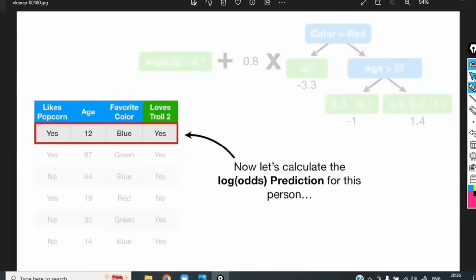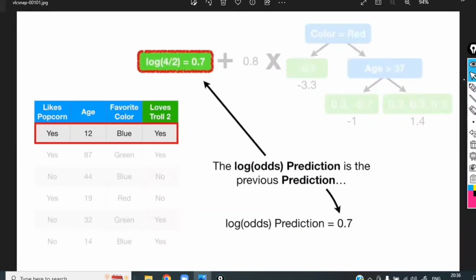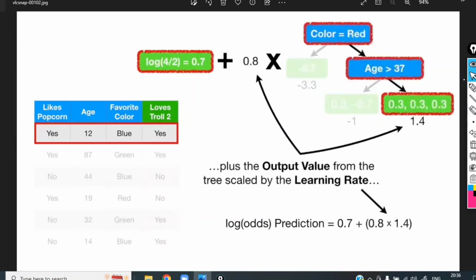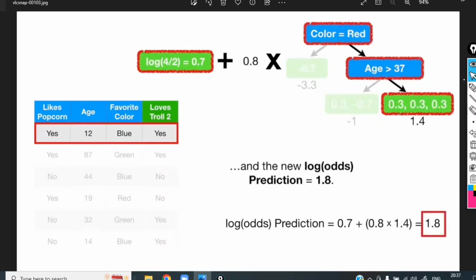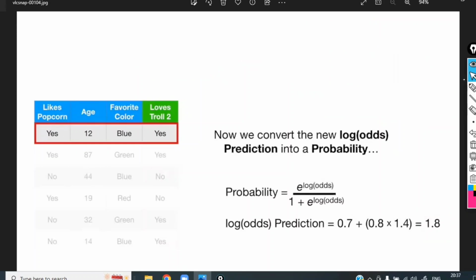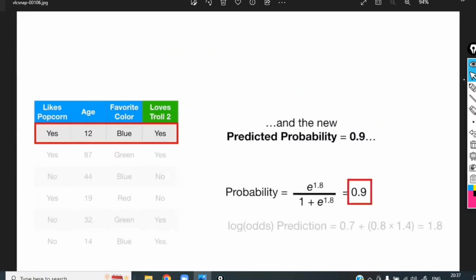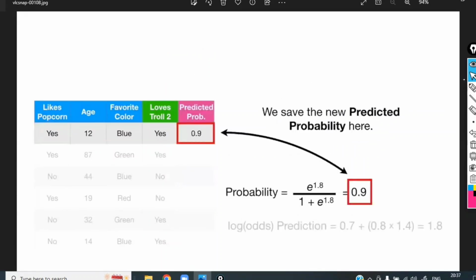Okay, let us continue. Now how we are going to calculate this one is, first we have to calculate the log of odds. How are we going to calculate it? Just by applying for this record, 0.7 plus 0.8 into 1.4. Whatever value you have got is the log of odds. We put this in e to the power of log of odds divided by 1 plus e to the power of log of odds, and we calculate the p value. Now the p value was calculated as 0.9. Initially it is 0.7. Now the probability has converted to 0.9.